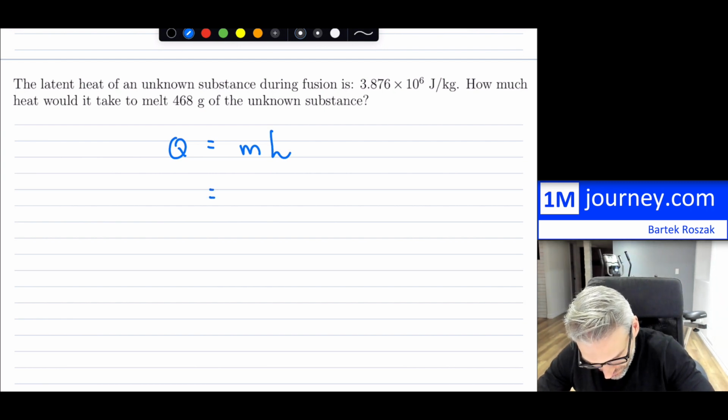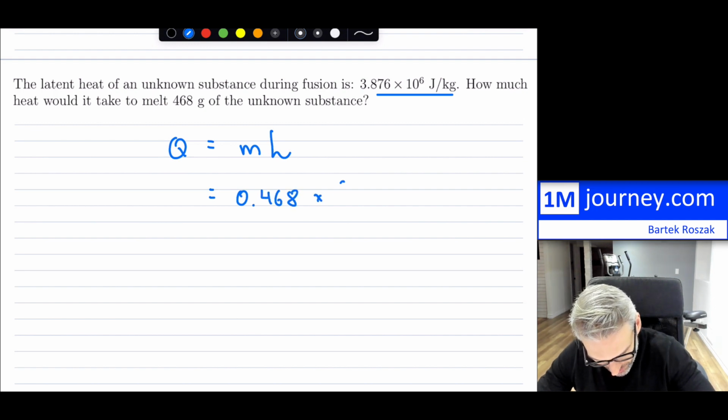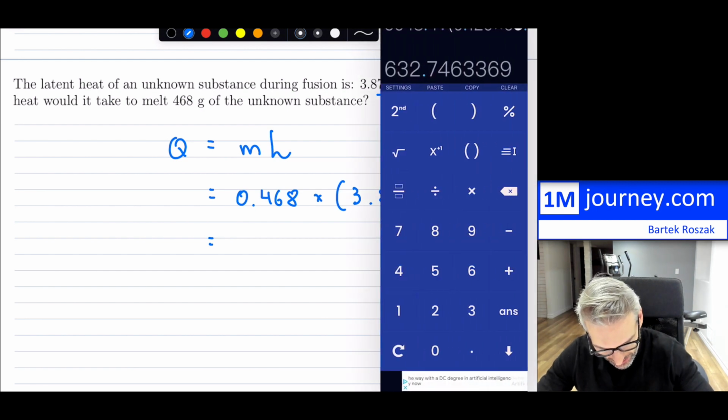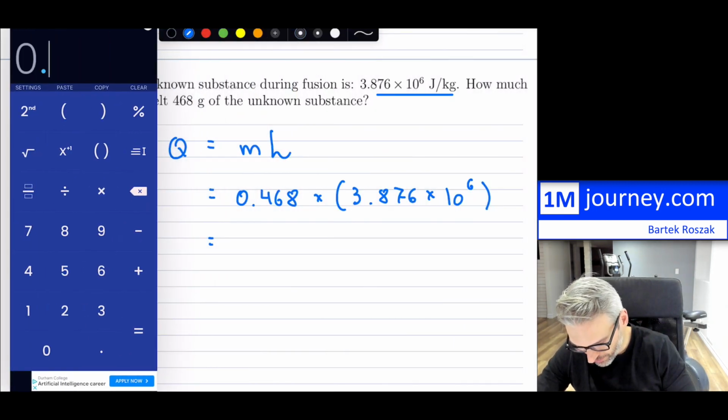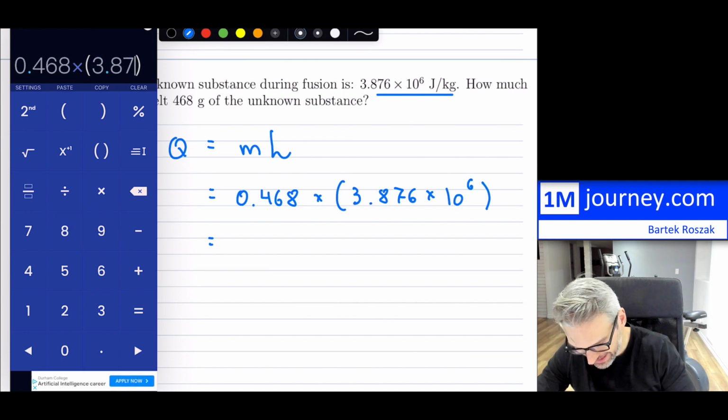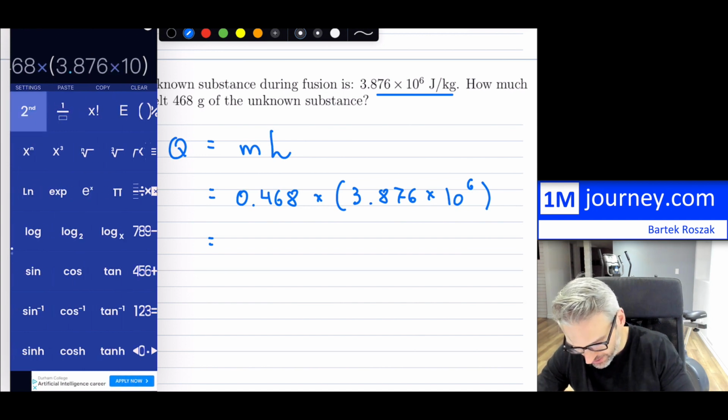All right, well, this one is actually per kilogram, so let's change this to kilograms. So 0.468, that's in kilograms, times, and then all you have to do is just take the latent capacity that we have in here, 10 to the 6. And that's all that we're going to do. So let's calculate it and find out what this will give us. 0.468 times 6.876, so times 10 to the 6.